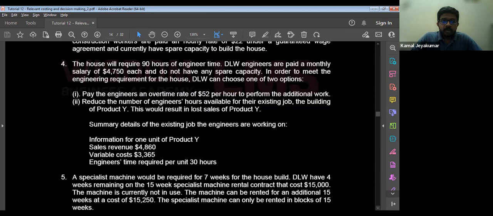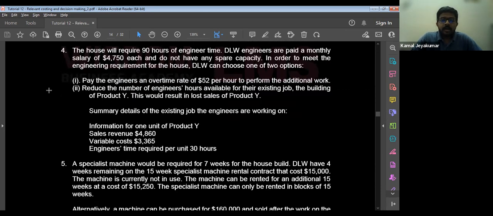Point number 4, the house will require 90 hours of engineer time. DLW engineers are paid a monthly salary of $4,750 and they do not have any spare capacity. In order to meet the engineering requirement for the house, DLW can choose one of 2 options. Now, if you don't have spare capacity, point number 2 answer is 78,000.